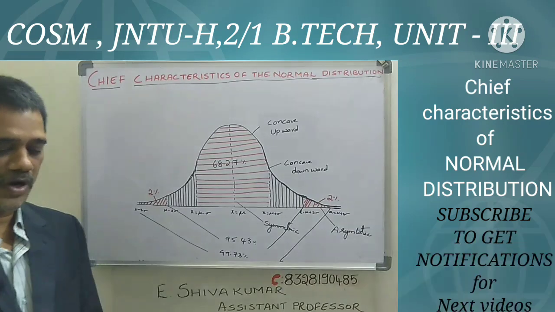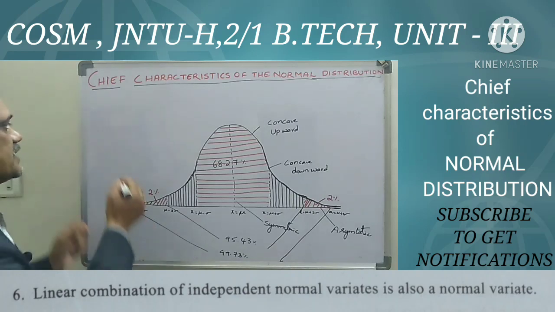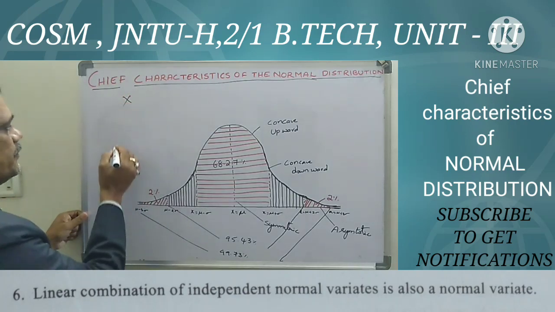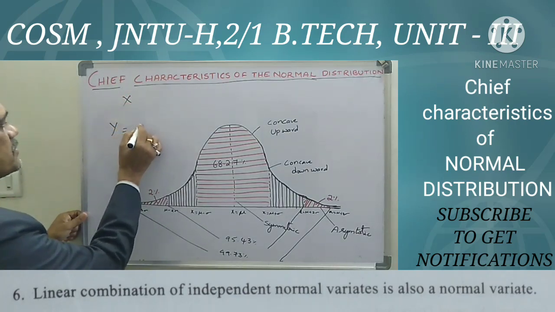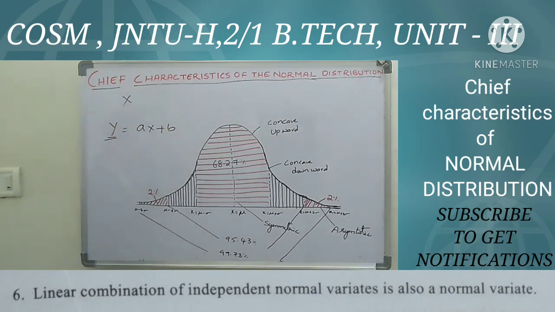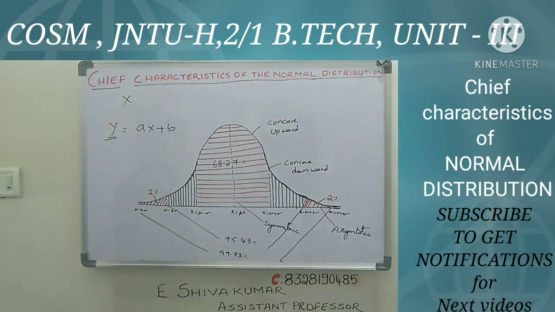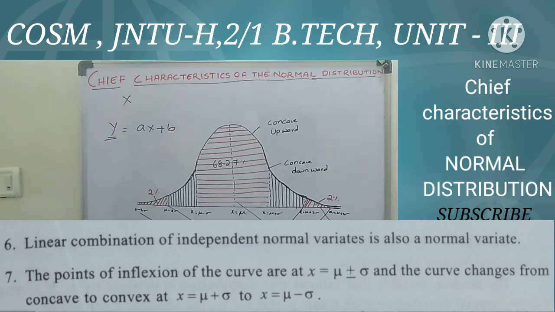After the fifth point we have the sixth point. A linear combination of independent normal variables is also a normal variate. Linear combination means, for example, x is a random variable. If I write the variable y equals ax plus b, then this y is also a normal variable. Is it clear?